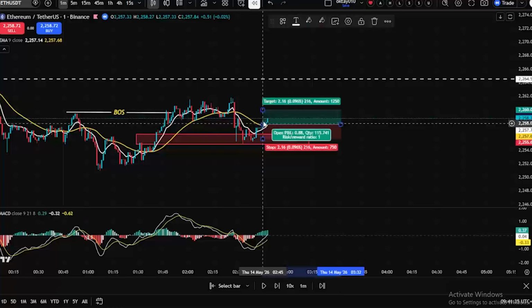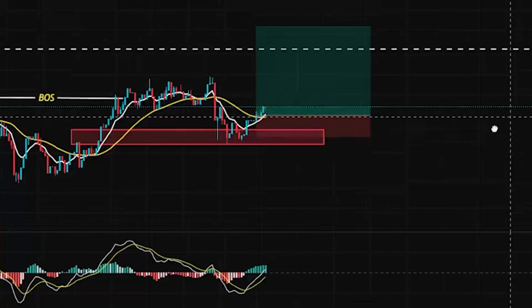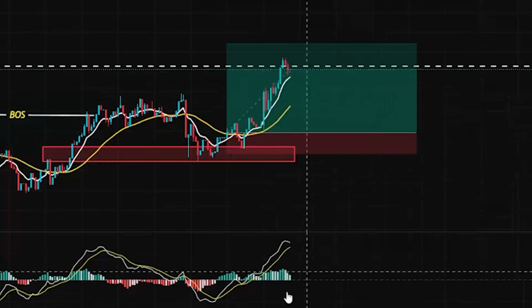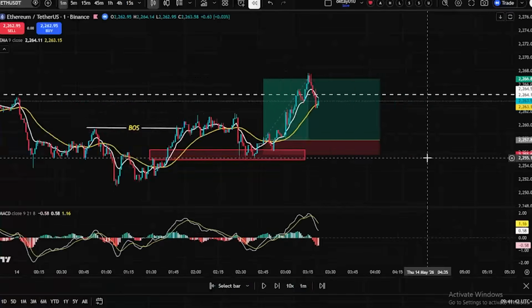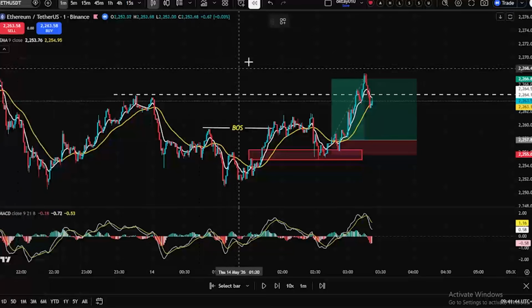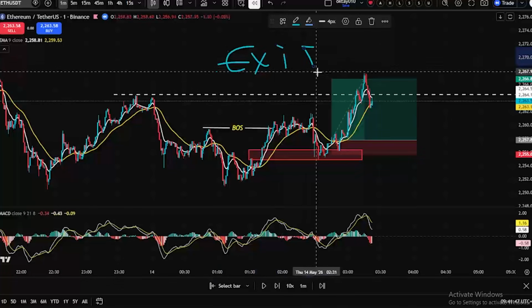When all the tools are in sync, the stress and risk are reduced and you can exit the trade with confidence. Exiting the trade. Now let's see how to exit this trade. Take profit and stop loss with Fibonacci.